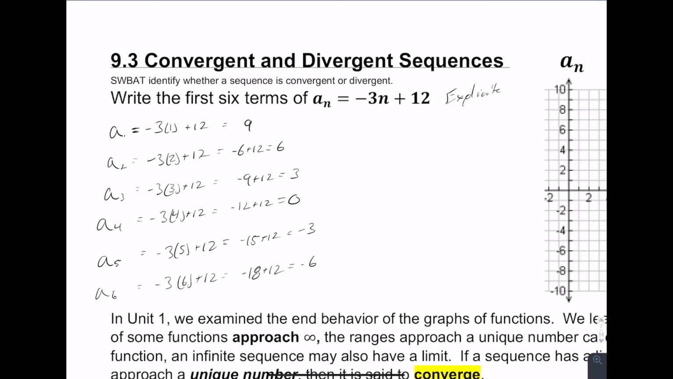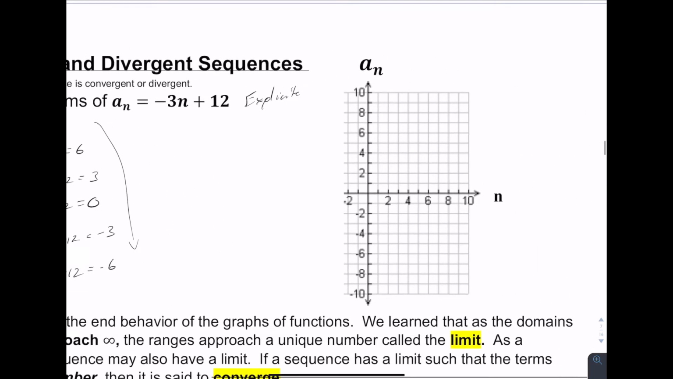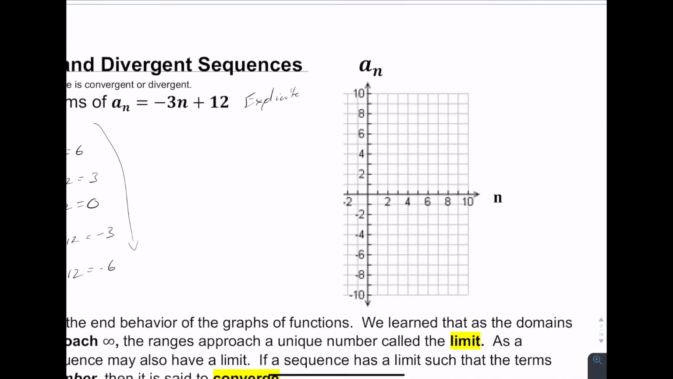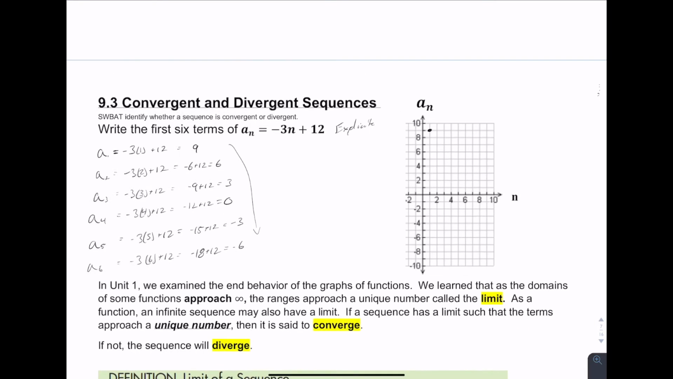Well, we see a pattern here. This is clearly decreasing. And so if we plot these points really quick, at 1 we had 9, at 2 we got 6, at 3 we got 3, and at 4 we got 0, and then at 5 we got negative 3, and then at 6 we got negative 6. Okay, so there's a clear downward motion there.